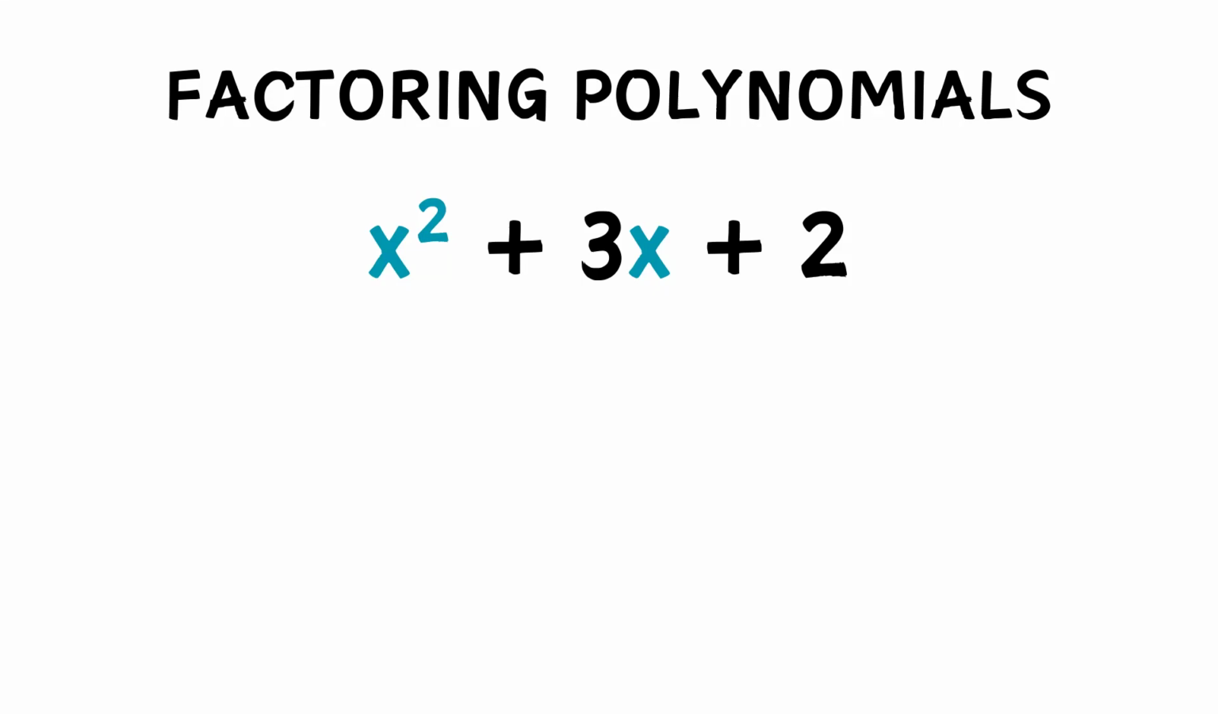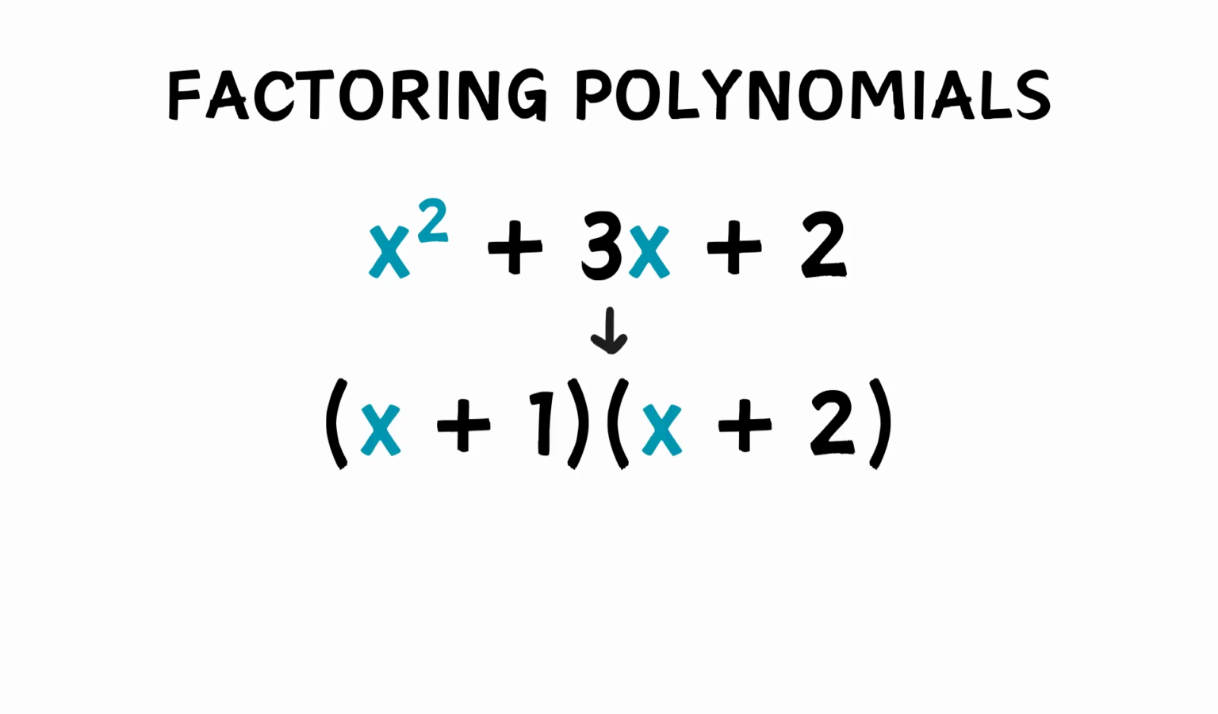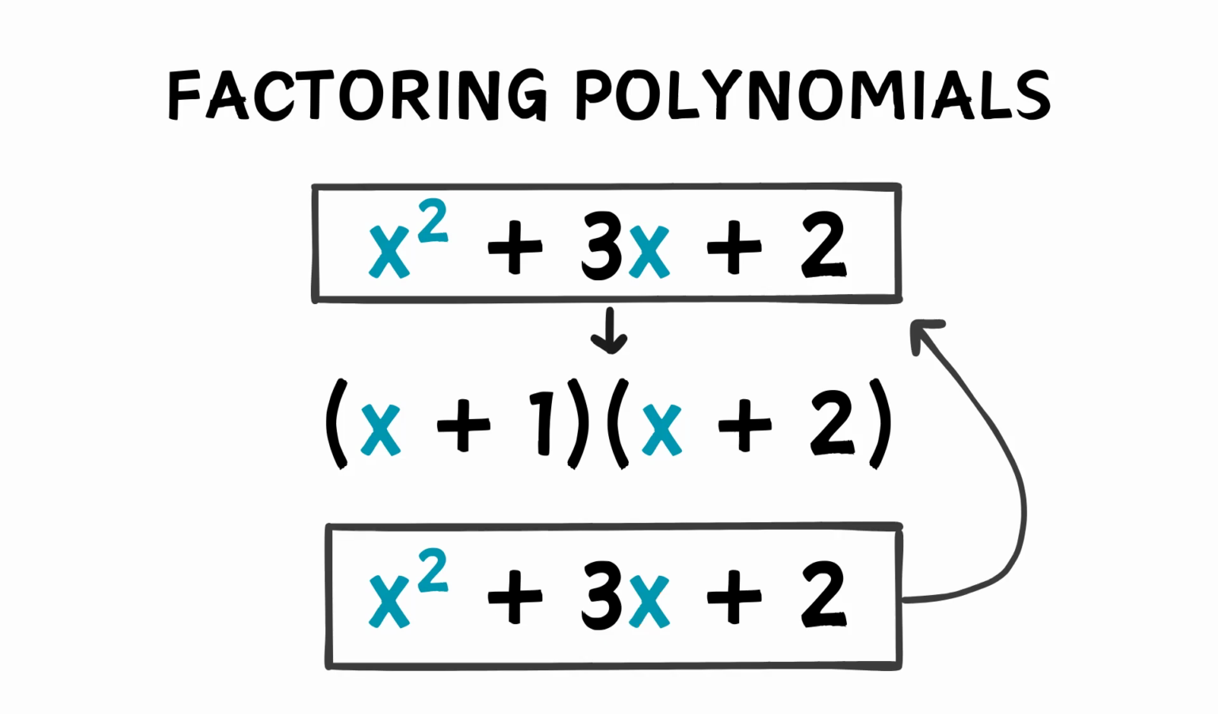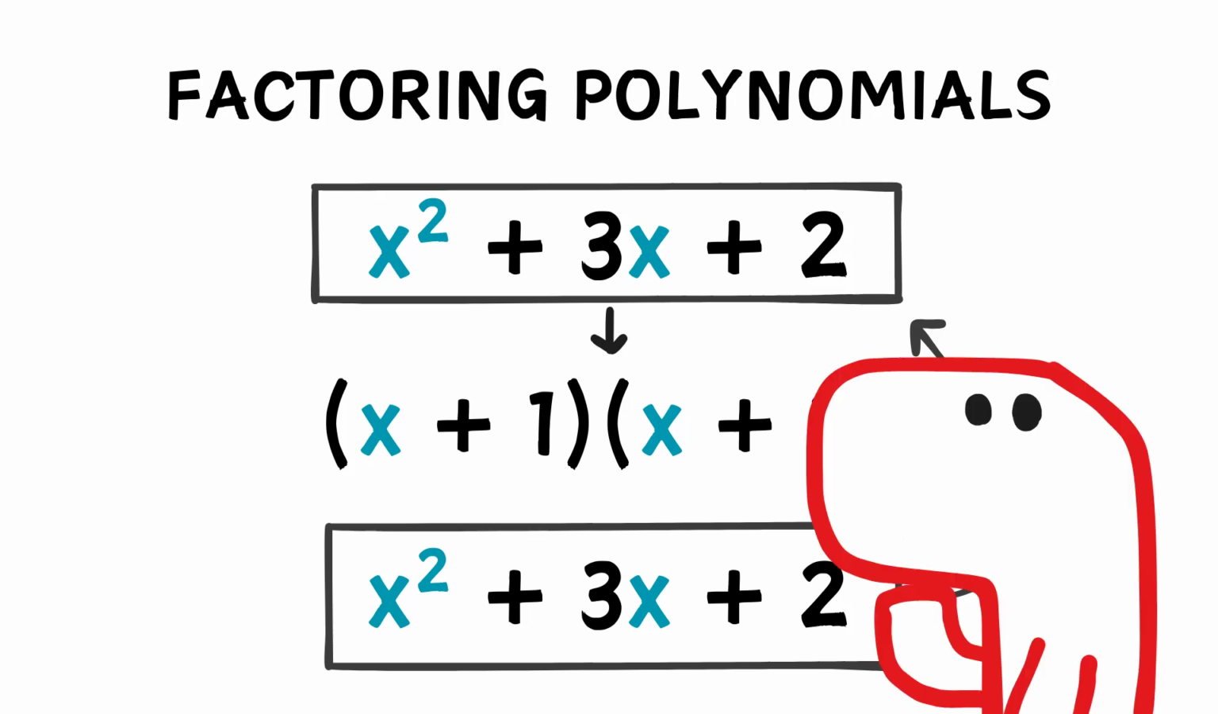Factoring polynomials means rewriting a polynomial as a product of simpler expressions. For example, x squared plus 3x plus 2 can be rewritten as (x plus 1) times (x plus 2). Why? Because when you expand (x plus 1) times (x plus 2), you get back to x squared plus 3x plus 2. So it's really the same thing. Now, how do we actually factor polynomials?